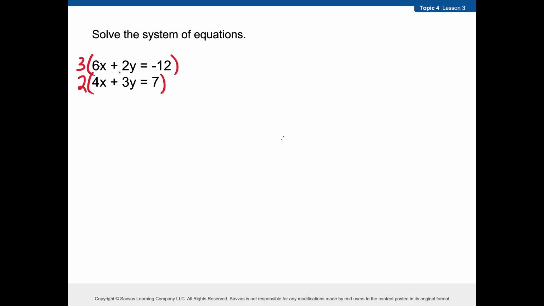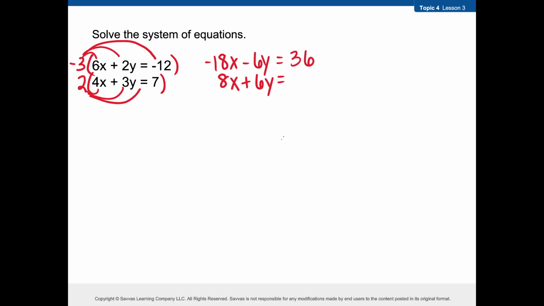But since right now both of them are positive, I would need one of them to be negative so I can get opposite signs. I'm going to do the top one by negative 3. So multiply everything on the top by negative 3, and I get a negative 18x, a negative 6y, and negative times negative would be a positive 36. Next, on the bottom, multiply everything by 2. We get 8x, positive 6y, equals a positive 14.